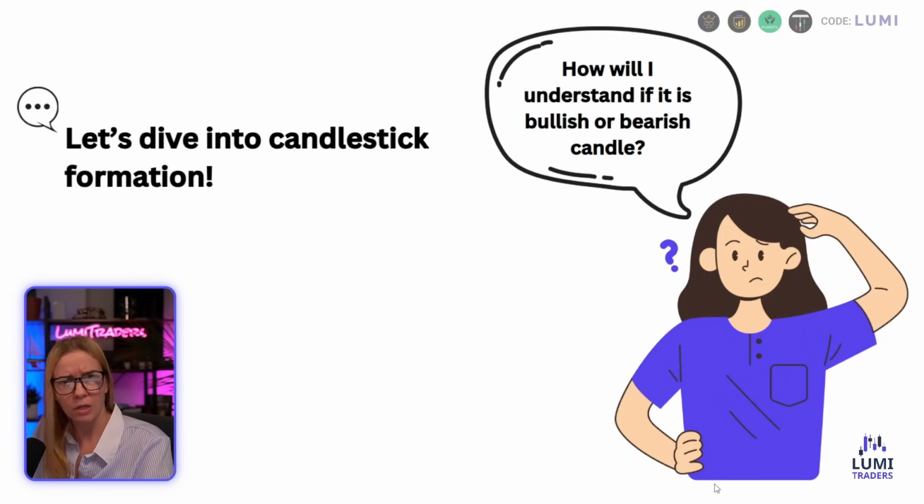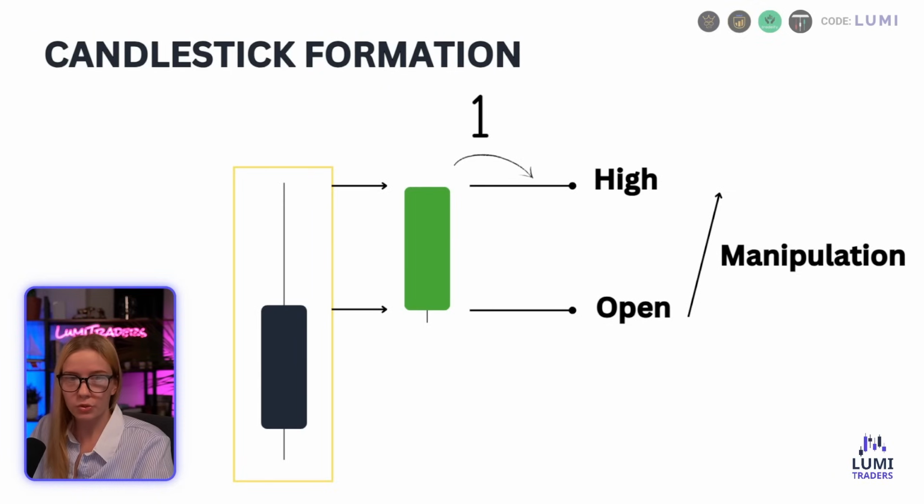So we have a question. How will I understand if it's a bullish or bearish candle? That's an absolutely amazing question. Let's consider potential candlestick formation, right? So first, let's dive into candlestick formation. I will talk about a down close candle, but exactly the same idea will apply for an up close candle. So here's an example of a down close candle. Obviously when we're talking about a potential down close candle or up close candle, we cannot know for sure if it's going to be an up close candle or a down close candle.